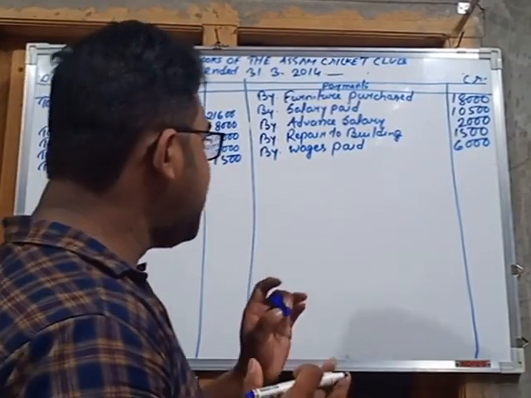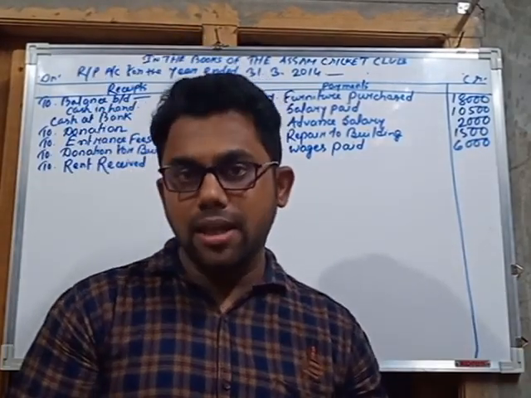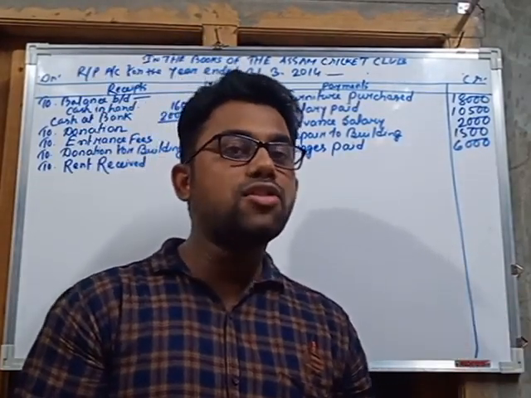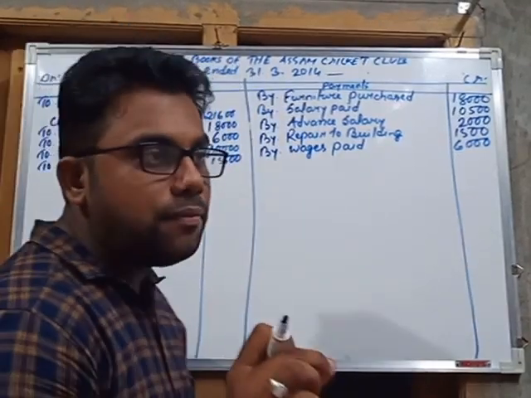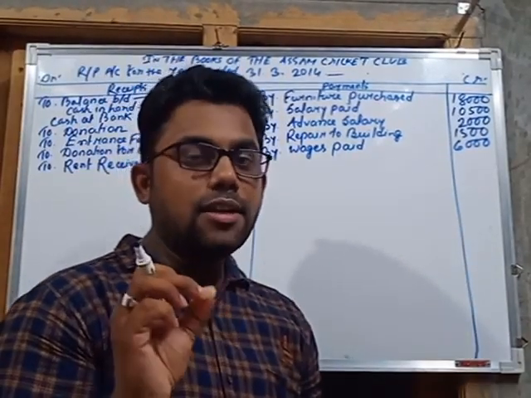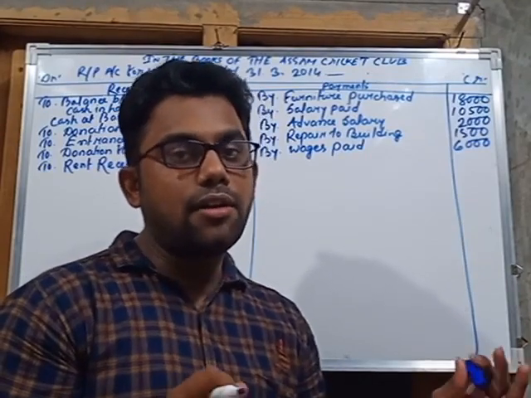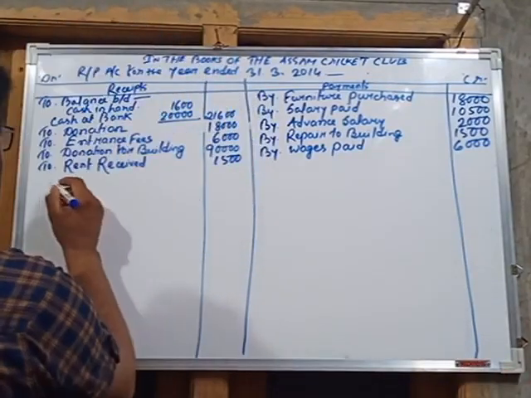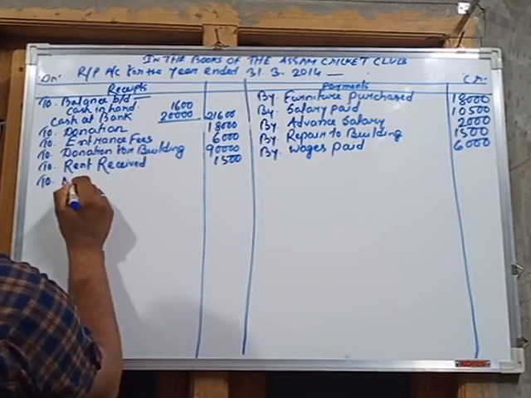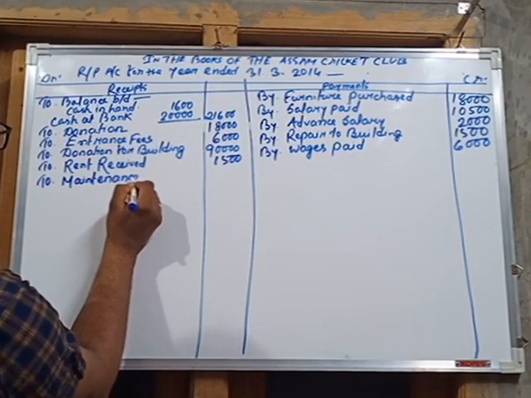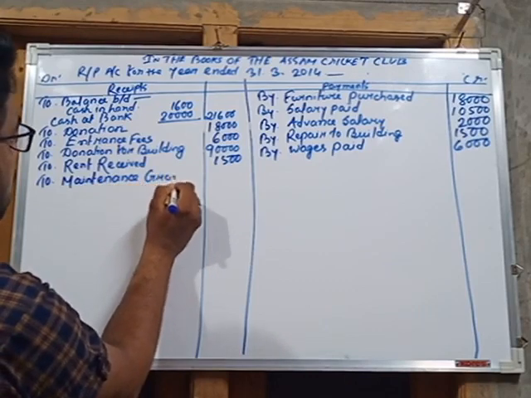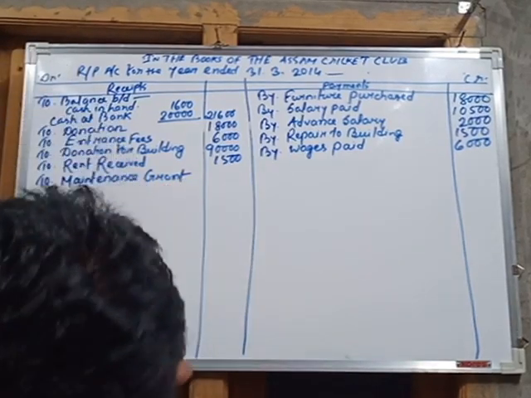Next one is the maintenance grant. That means the club had received a certain amount on a periodical basis for the maintenance of the organization. So it is a receipt for the non-trading organization. Whenever we find a grant, it is a kind of receipt or donation. So it comes in the receipt side, to maintenance grant, and the amount is rupees 900.